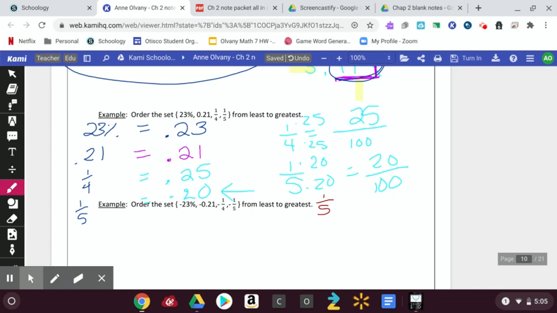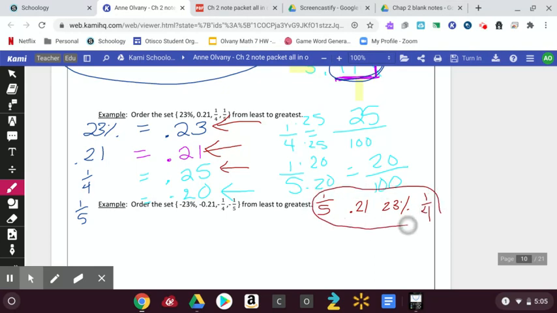Then 21 hundredths was next. That started as a decimal. Then 23, that was a percent. And then the 25 hundredths, which was the fraction 1/4. So that's the order from least to greatest.